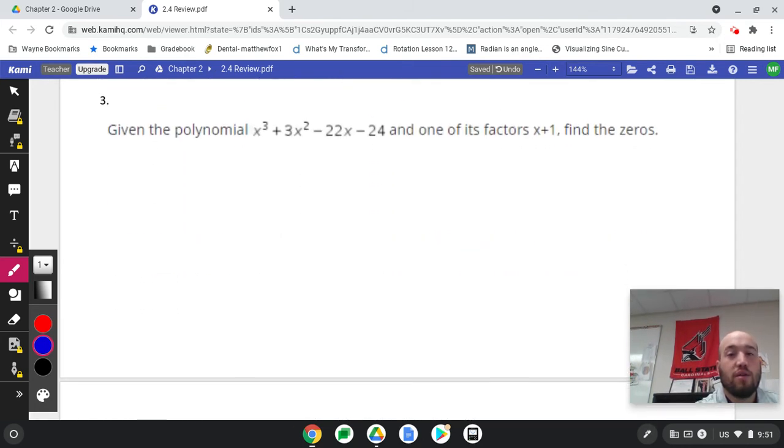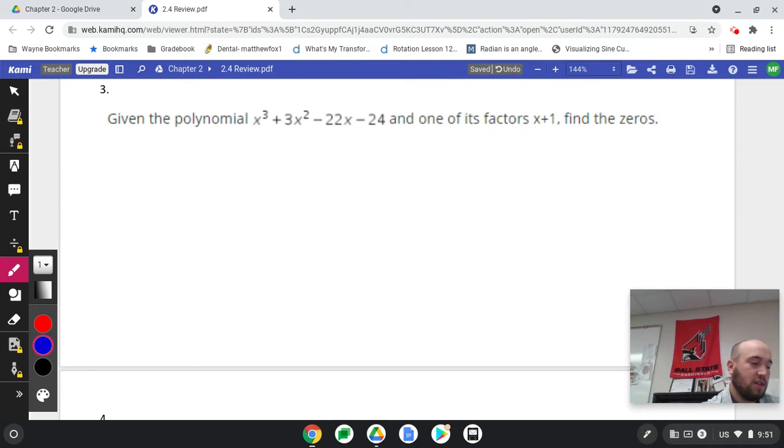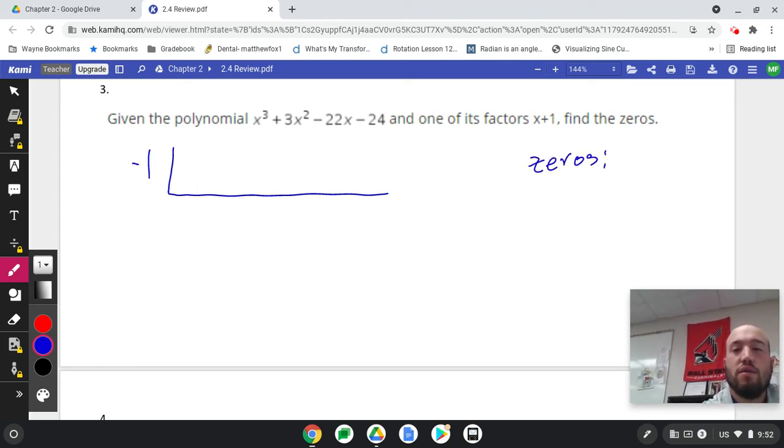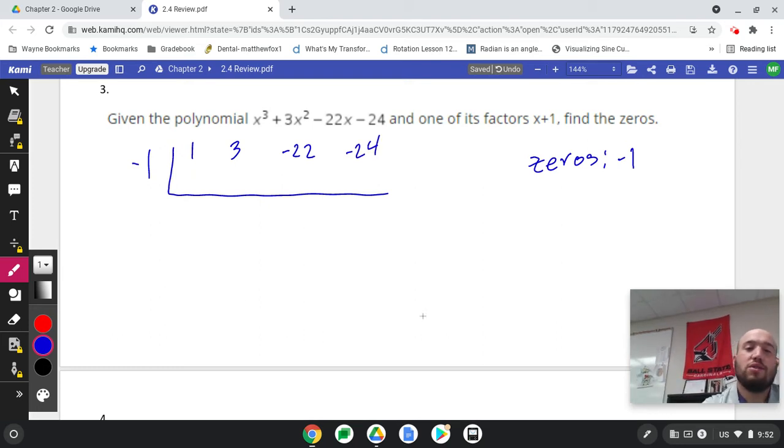Okay. Now, number 3. If we have a situation like this, it says given the polynomial and one of its factors. So we know that one of these factors is x plus 1, which means one of the zeros has to be -1. So we already know one of our zeros. Now, in standard form here, this is degree 3, which means we will have 3 zeros. So we start with our leading coefficients: 1x to the third, 3x to the second, -22x, and -24. Didn't have to put any zeros in because we just had x to the third, x to the second, x, and constant. Always start the same.